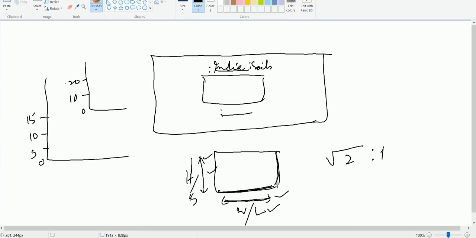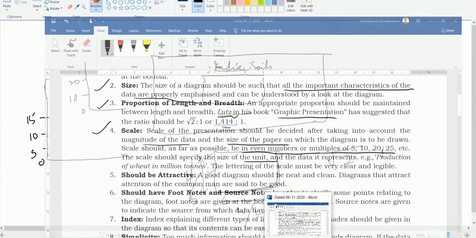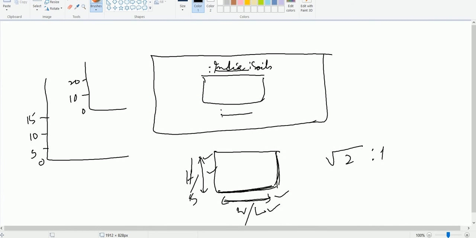And here you must give the scale, that means a unit. You must write the unit properly. So if it is about wheat, then you must write production of wheat or production of rice. Production of rice in million tons, like this, MT. So you must write the unit properly. Or production of iron ore in metric tons, like that. So you have to write properly, and here also you have to write properly.